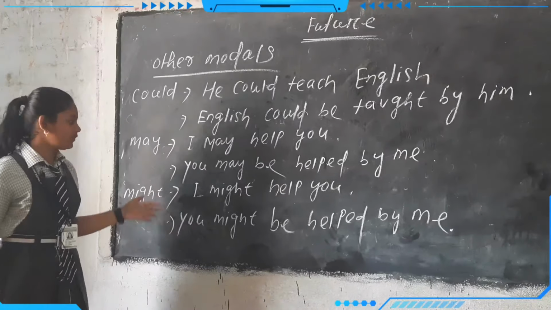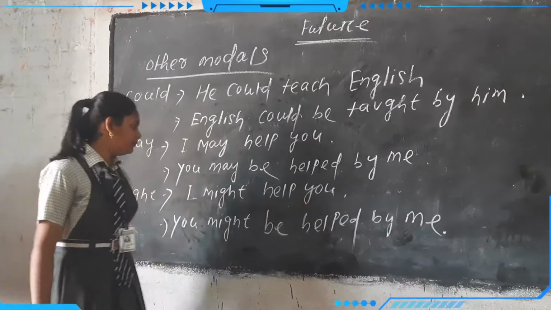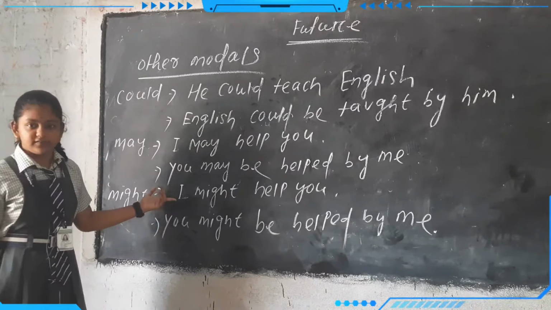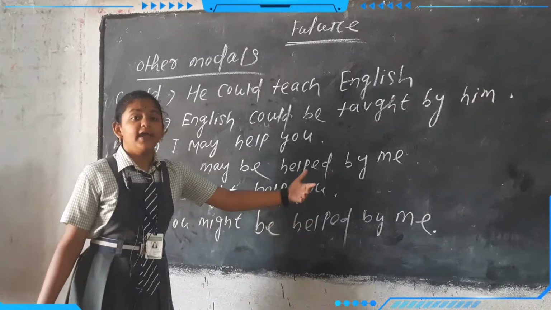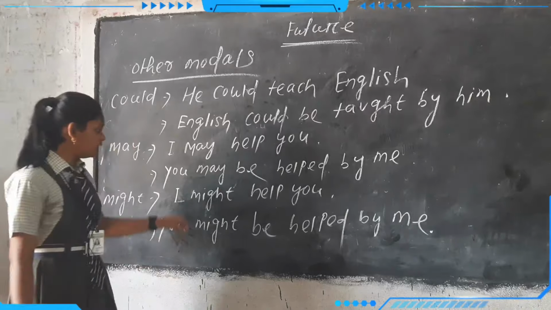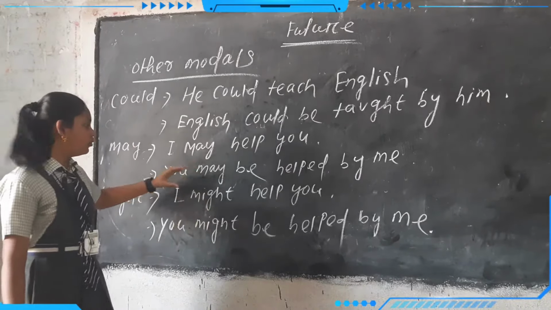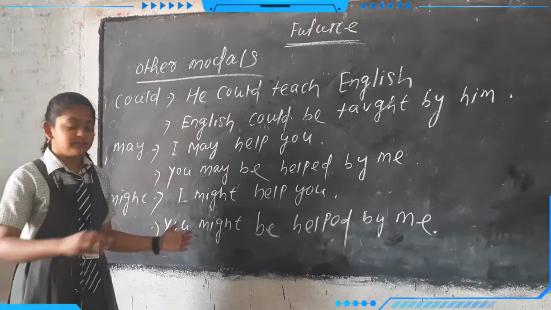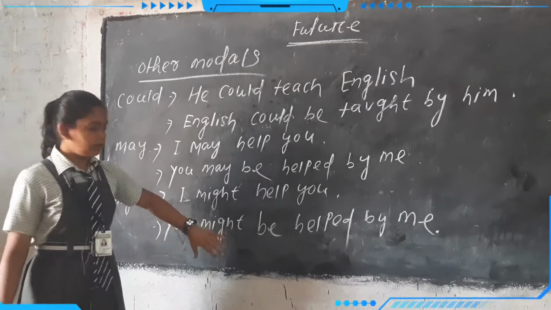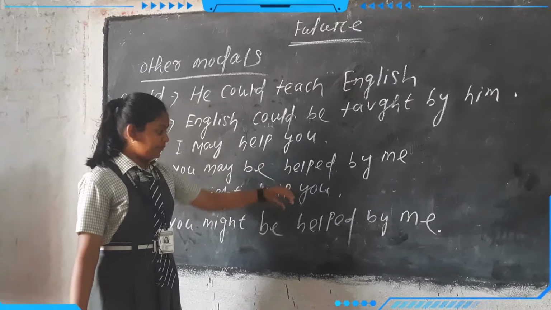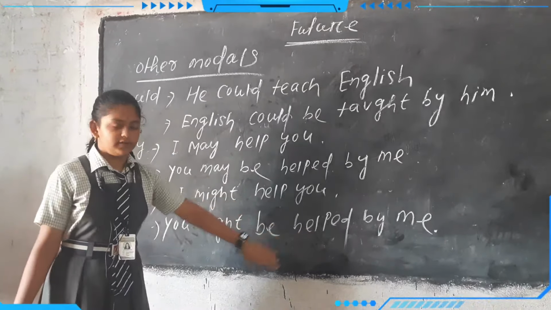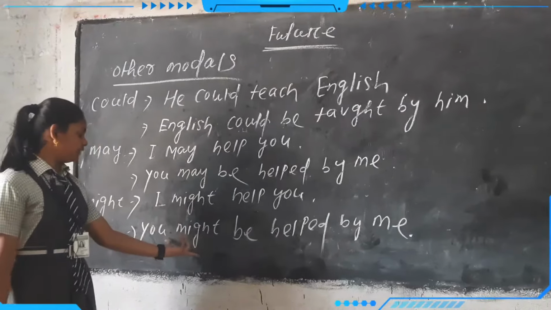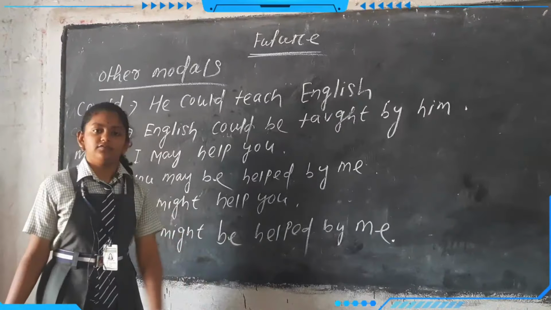Then might. I might help you. This is in the active voice. And in the passive voice, it becomes you might be helped by me. Might doesn't change, being the modal verb here, it doesn't change when it is converted into the passive form. Help is in the verb 1 form. It becomes helped in the passive voice, and be is used between the modal verb and the main verb.